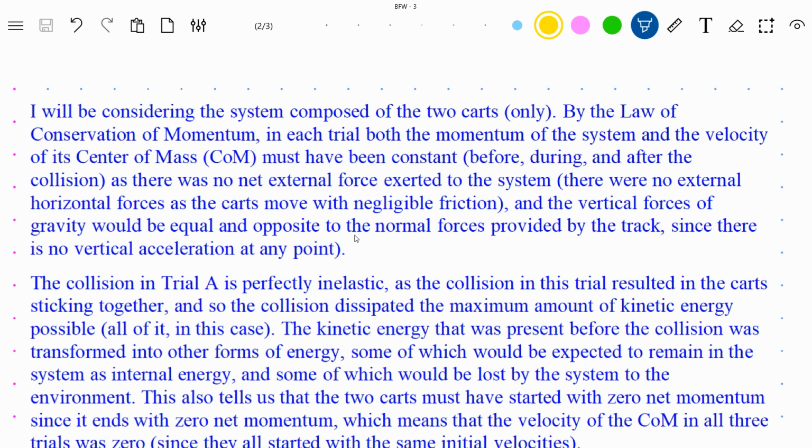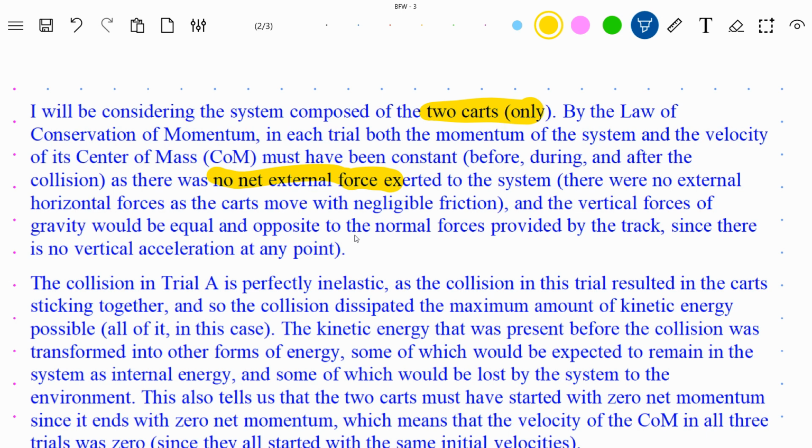So here it is. In this answer, I say, I'll be considering the system composed of the 2 carts only, so I'm not including the track, I'm not including Earth, etc., just the 2 carts, which I think is the simplest but still meaningful thing I could have done, and I think certainly the intent of the question. By the law of conservation of momentum, in each trial, both the momentum of the system and the velocity of its center of mass must have been constant before, during, and after the collision, as there was no external force exerted onto the system.